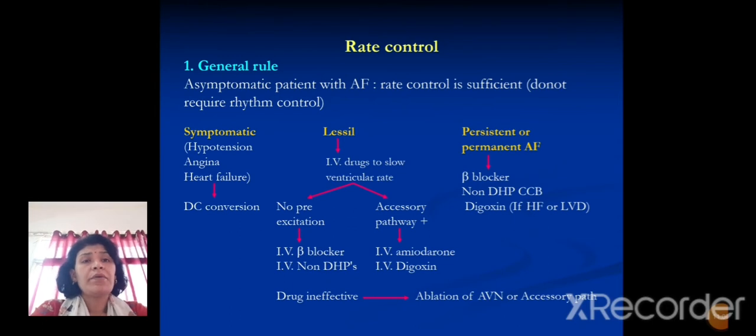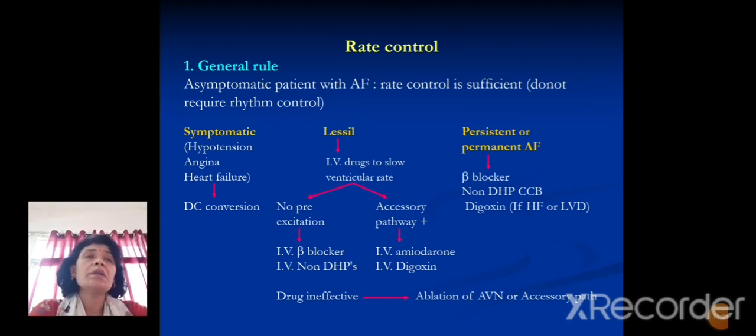Coming to rate control, in asymptomatic patients with AF, rate control is sufficient. There is no need to go for rhythm control. So in asymptomatic patients with atrial fibrillation, rate control is sufficient.